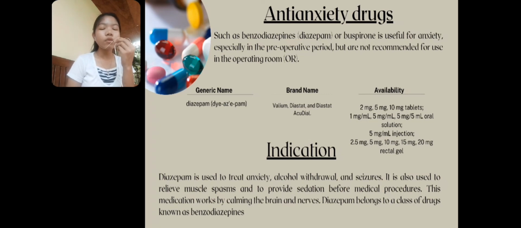So, benzodiazepines are also called minor tranquilizers. When we say minor tranquilizers, they have a calming effect and eliminate both physical and psychological effects of anxiety. They are the most widely prescribed psychoactive drugs in the world. So, anti-anxiety drugs or the benzodiazepines are very helpful for the patient before going to the surgery. It is because they can calm the patient and help to relieve anxiety.